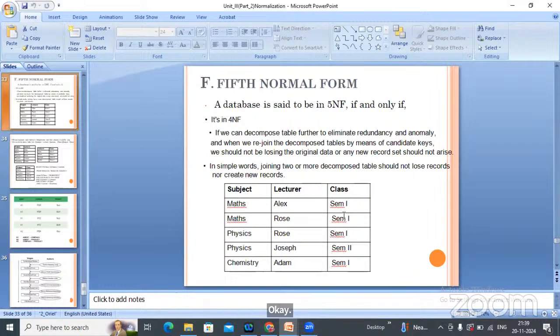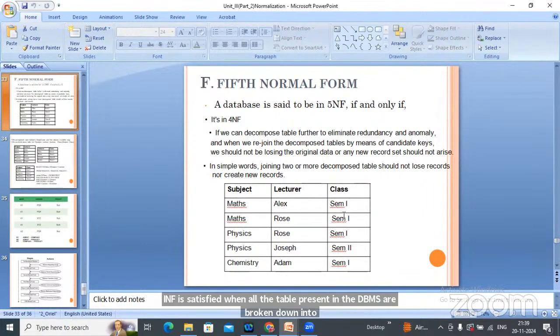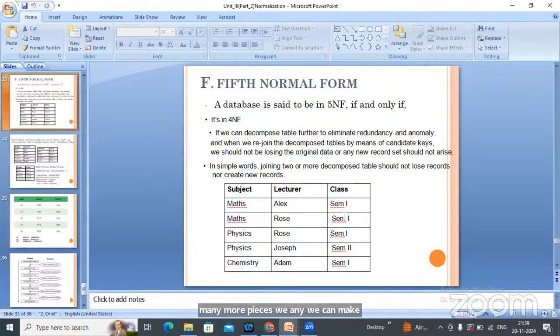Next, fifth normal form. A table is in 5NF if it satisfies the 4NF concept and also has no join dependency. 5NF is satisfied when all the tables present in the DBMS are broken down into many more pieces. We can decompose into any number of tables.